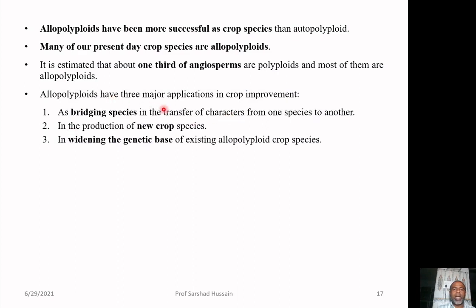Allopolyploids have three major applications in crop improvement. That means, you can improve the crop by bridging the species. Bridging the species means transferring the characters from different species, because they always bring the genomes from two different species. They also form new crops in this way, and because you combine the genomes from different species, it means you have a great variety of genetic base, that is called the widening of the genetic base.